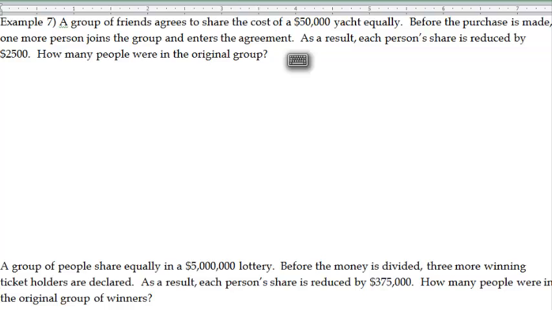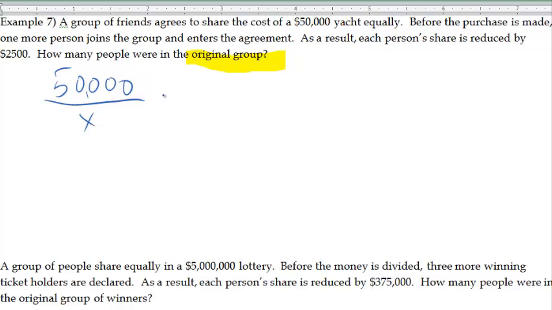I guess that's important. So that's what we're trying to figure out, how many people were in the original group. So let me think about this. The yacht costs $50,000. We were dividing it among an original group of people, which was x. And so they were paying $50,000 divided by however many there were.